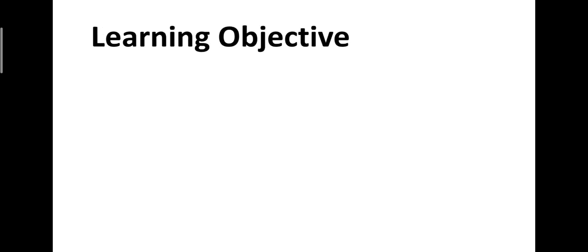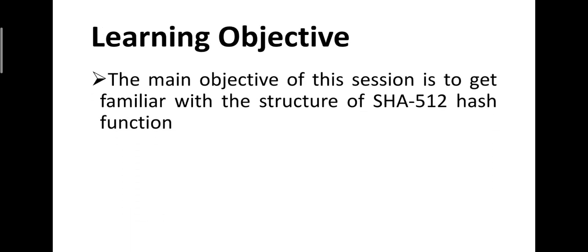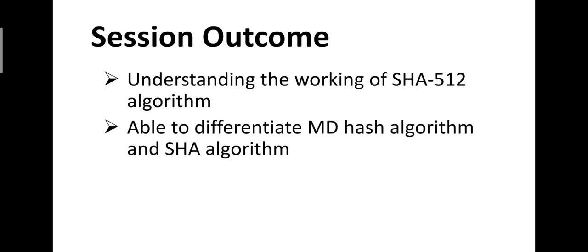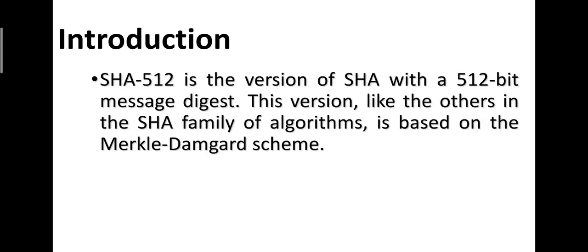In this video we are going to study the cryptographic algorithm SHA 512. Here we need to recap cryptographic hash functions and types of hash algorithms. The main objective of this session is to get familiar with the structure of the SHA 512 hash function, understand the working of the SHA 512 algorithm, and be able to differentiate the MD hash algorithm and the SHA algorithm. The prerequisite for this session is detailed knowledge of cryptography and the usage of hash functions.